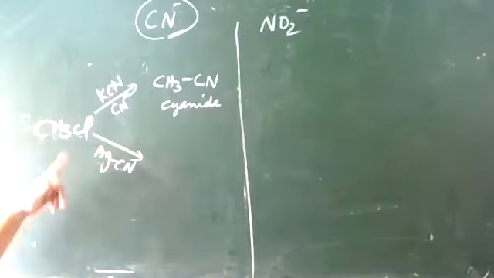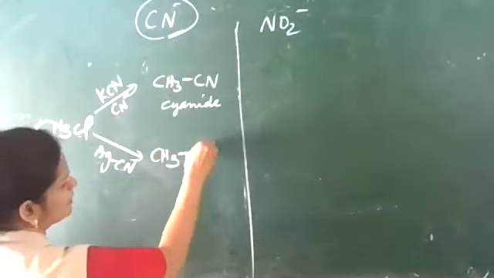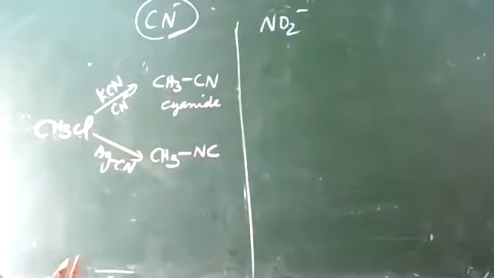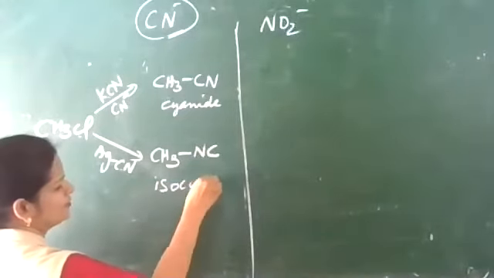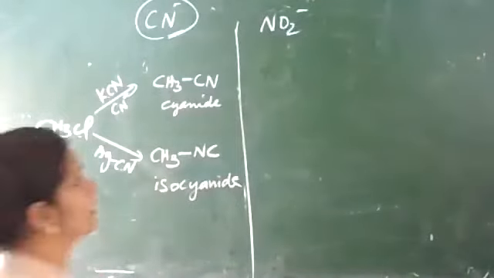When nitrogen attacks, then nitrogen will be forming a bond with carbon. So the product will be N. Then slowly this bond will be broken and coming that side. So this is isocyanide. Isocyanide.